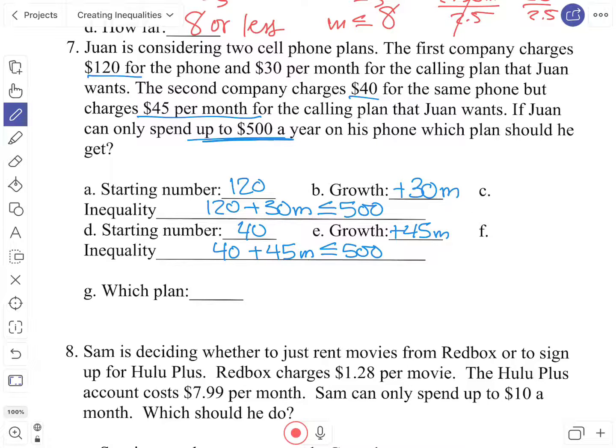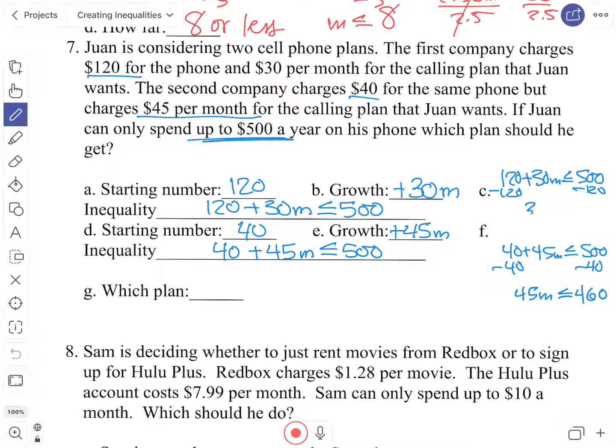Okay, so then we solve both of them by doing the same process. We would first subtract 120 on the first one, and subtract 40 on the second one. So 30m is less than or equal to 380, and 45m is less than or equal to 460. Divide by 30, divide by 45. We get m is less than or equal to 460 divided by 45, which is 10.2 repeated.